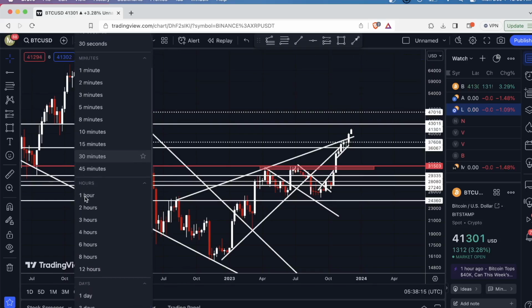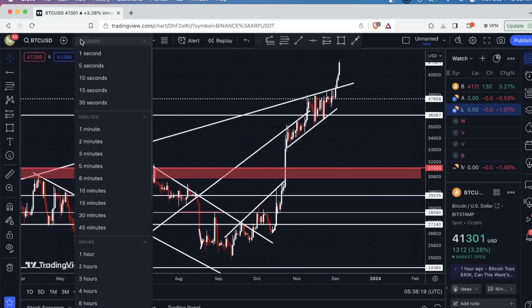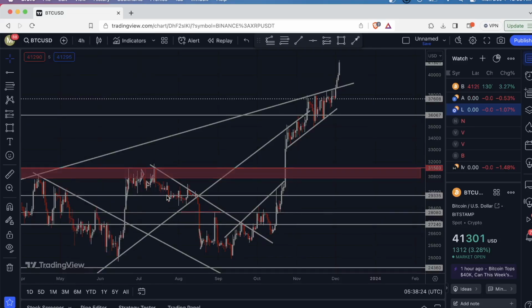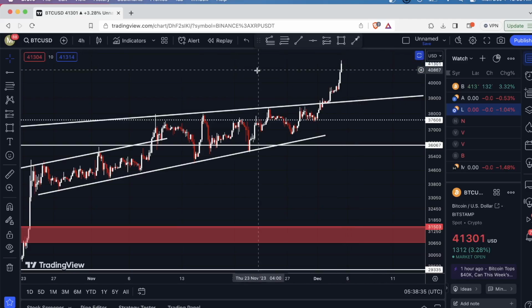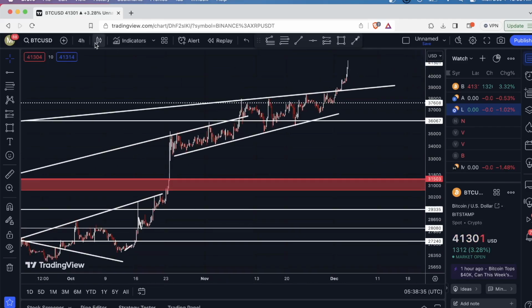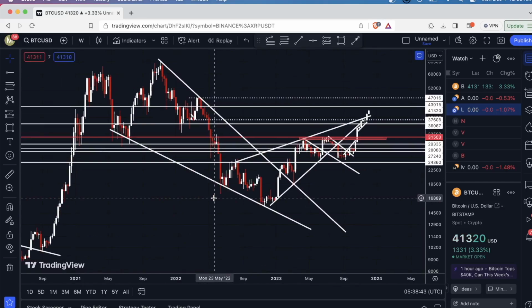That being said, of course, I would expect some short-term pullbacks because we are getting a little bit extended on these smaller time frames, as you can see. So short-term pullbacks en route to those targets is nothing to be concerned about. Looks good overall though.